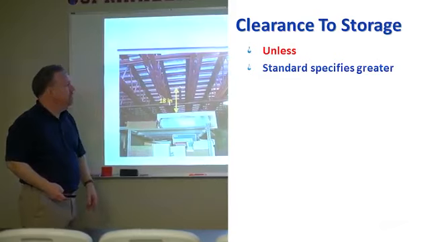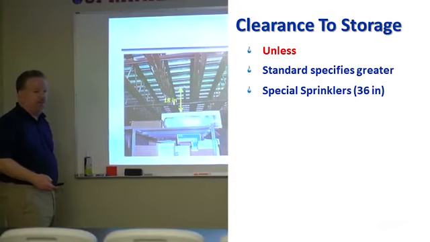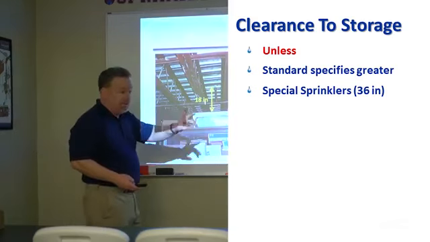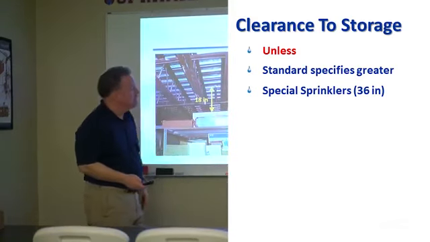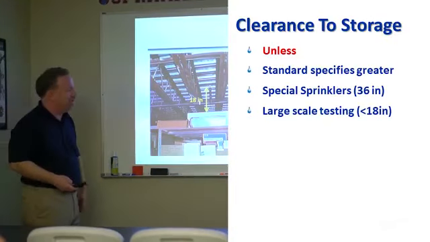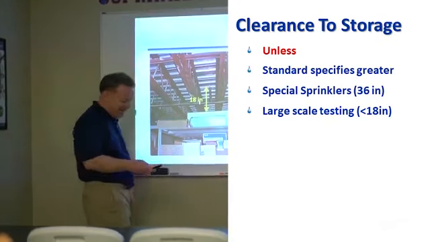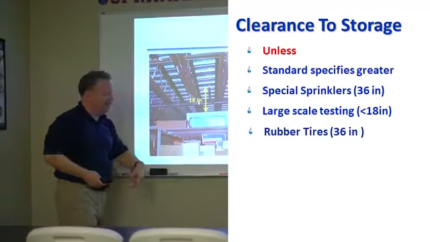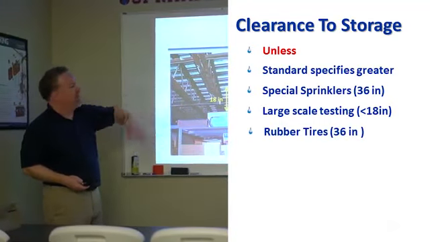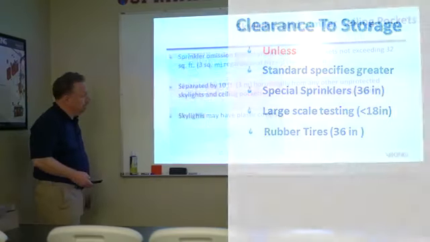So the standard specifies anything greater than 18 inches, and that's ESFR. It goes greater. Special sprinklers like ESFRs and others might be listed. Now pay attention to the listing of each of these sprinklers, because there may be 36 inches there, unless they've gone through some sort of large-scale testing, which gets it back to 18 inches. So again, we've got a couple of modifiers of this particular rule.